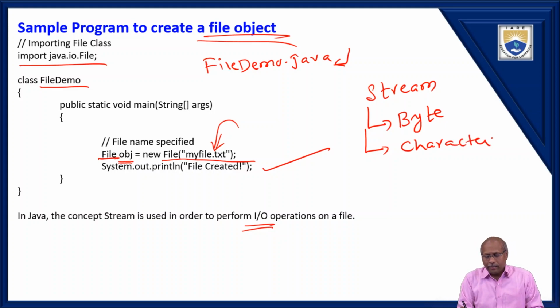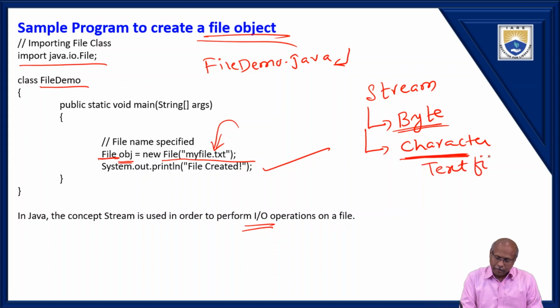Generally for text file, we will be preferring character stream. Whereas in the case of audio file, video file, as well as image file, there you need byte stream. But in general, we will use character stream for text file. So for text file, character stream is better one.